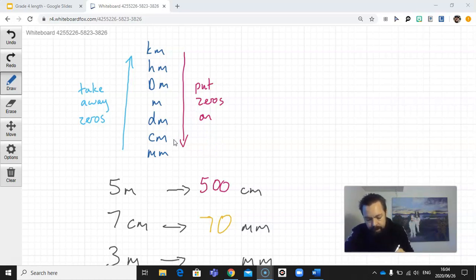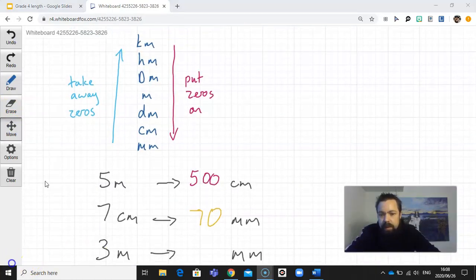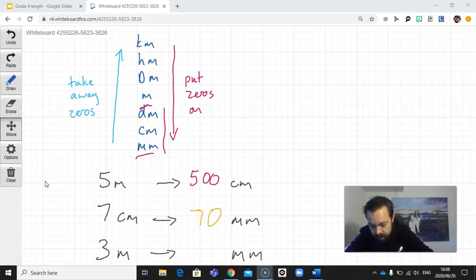Let's have a look at the next one. Right, so we have 3 meters, and we want to find out how much that is in millimeters. I'm not supposed to be drawing, I'm supposed to be moving. All right, so we want to go from meters to millimeters. Meters we find up here in the middle. Millimeters is down there, so that's going this way. Putting zeros on, we go 3 levels down. So we put 3 zeros on. So 3 meters is equal to 3,000 millimeters.